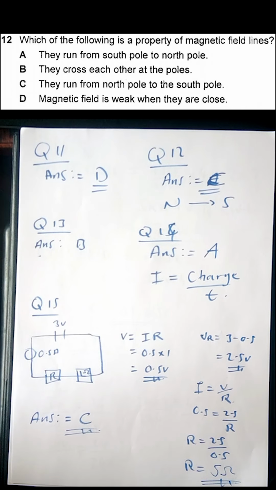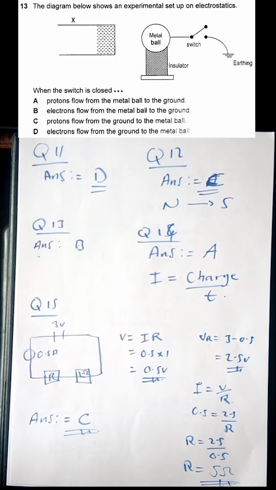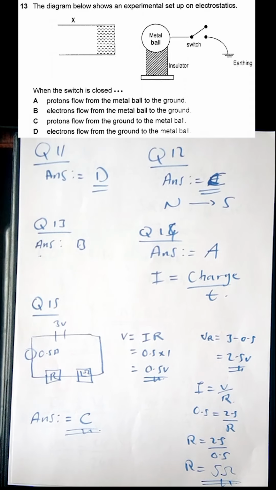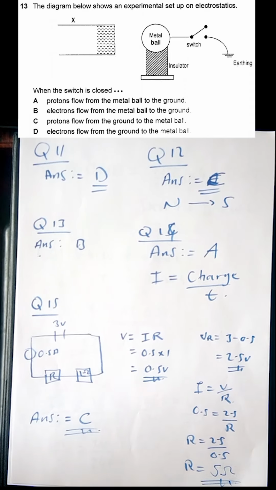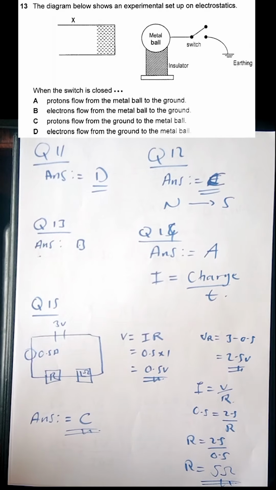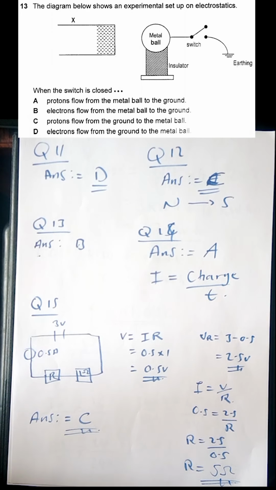And that's the answer. Question number 13. The diagram below shows an experiment set up on electrostatics. When the switch is closed, the material will be connected to the earth. Once it is connected to the earth, electrons will flow from that material to the earth, and that explanation is found on option B. That's the answer for question number 13.